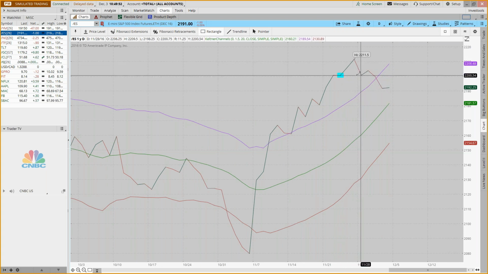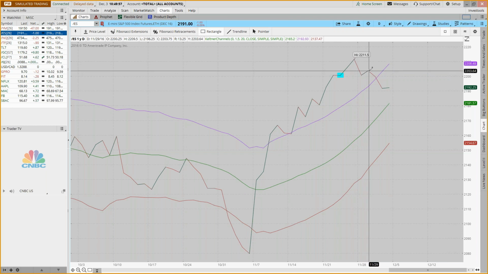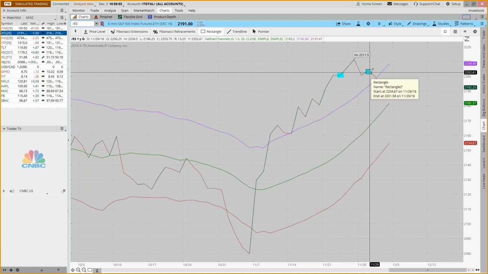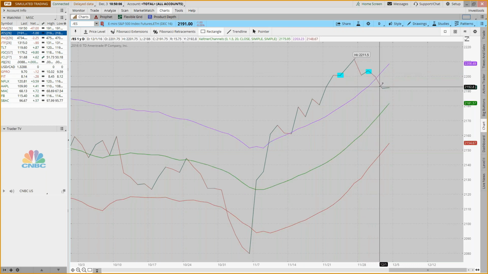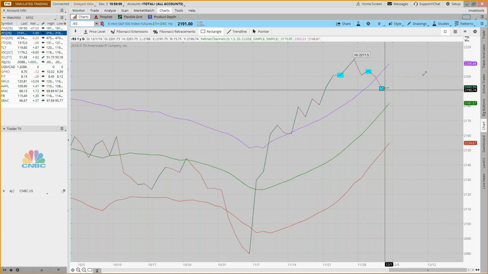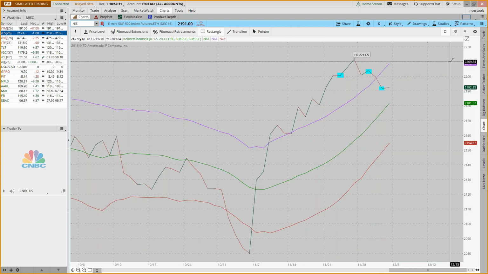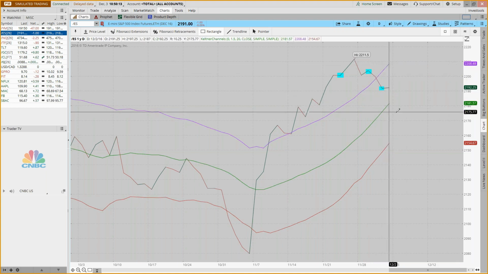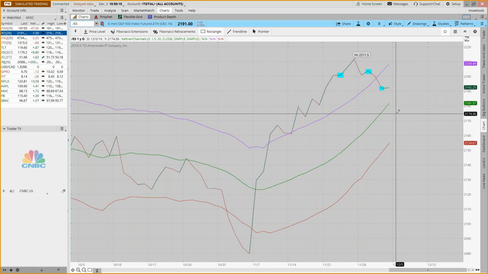When we came down here, we didn't breach that low, and we bounced again. But what did we do here? We actually put in a lower high, did we not? We put in a lower high. And now what did we get? A lower low. Right? So that's more than just a pullback at this point.